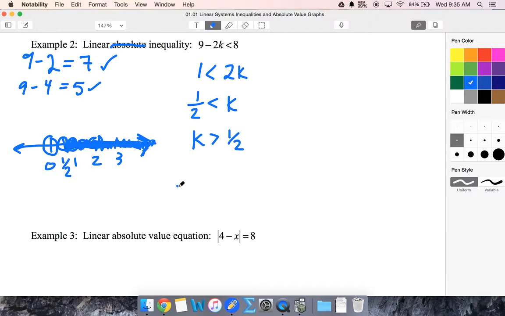Let me draw a nicer version of that. We have 0. I'm going to leave a lot of space between my 1 and 2 because then I can easily see a half. So a half is not a solution, but everything to the right of a half is a solution. And we can indicate it this way. Make sure you've gotten a clear arrow showing that you're including everything, every number that's greater than a half as a solution to this inequality.